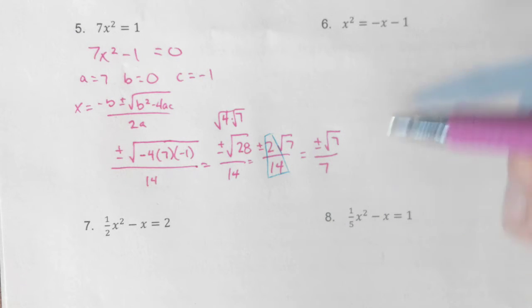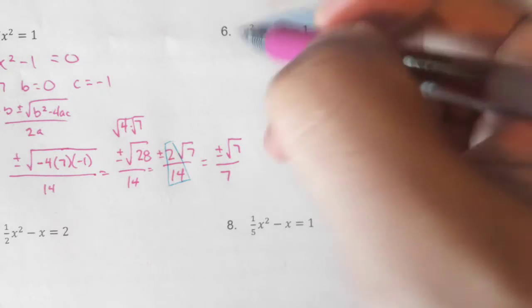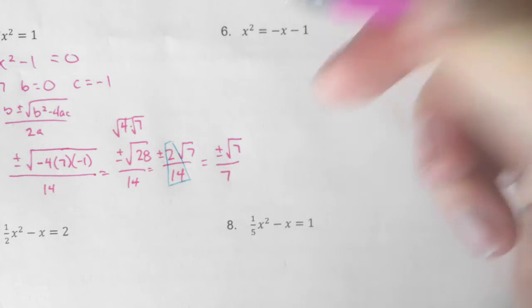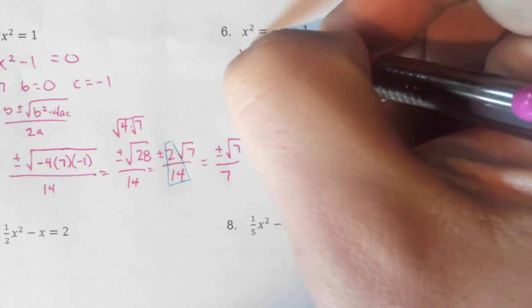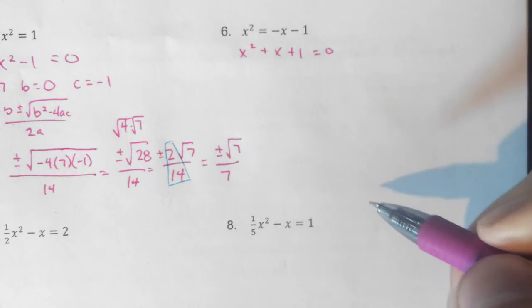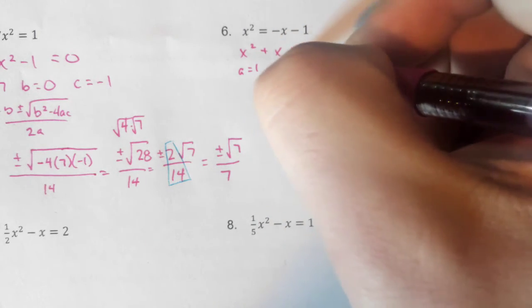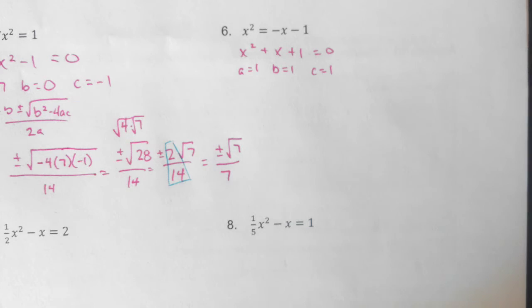All right, it kind of leaked into 6 here, so hopefully I've got enough room. I think I will. Again, set it equal to 0, so we'd bring the negative x over, we'd bring the negative 1 over, so x squared plus x plus 1 equals 0. Okay, so that means A would be 1, B would be 1, and C would be 1. They're all 1.